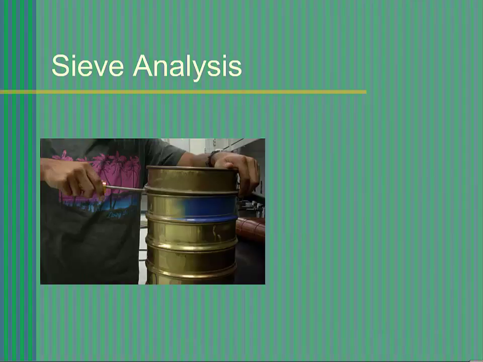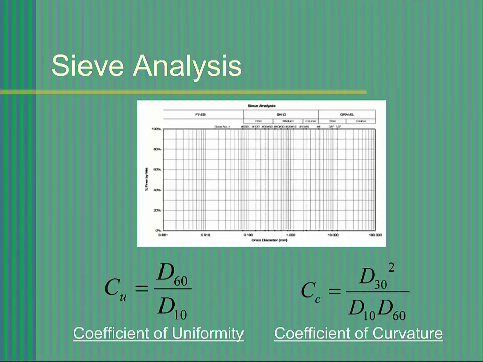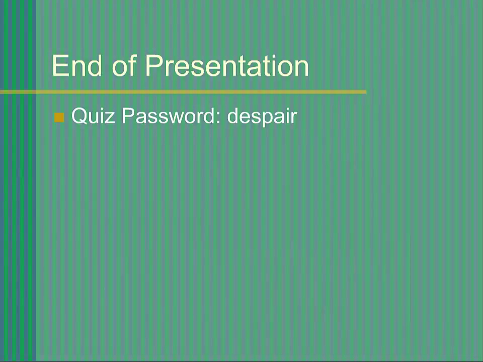After sieving, carefully remove each sieve from the stack. Use a screwdriver to pry the sieves apart to prevent spilling of any of the sample. Then determine the weight of each sieve with its retained soil. Reduce your data using the datasheet provided and following the procedures in the lab manual. Plot your grain size distribution curve, compute the coefficient of uniformity and the coefficient of curvature, and classify the soil. This concludes this presentation.